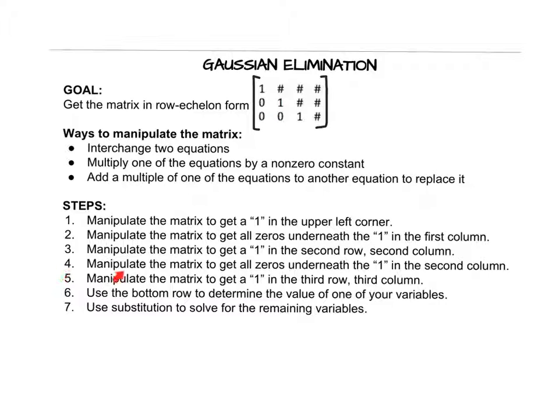Step 4, manipulate the matrix to get all zeros underneath the 1 in the second column. So one of these three things to get a 0 right here. Step 5, manipulate the matrix to get a 1 in the third row, third column. So again, do one of these three things to get a 1 in this column right here. Once you do that, we use the bottom row to determine the value of one of your variables. So this bottom row will tell me what that third variable is equal to, and then I can use substitution to solve for the remaining variables.